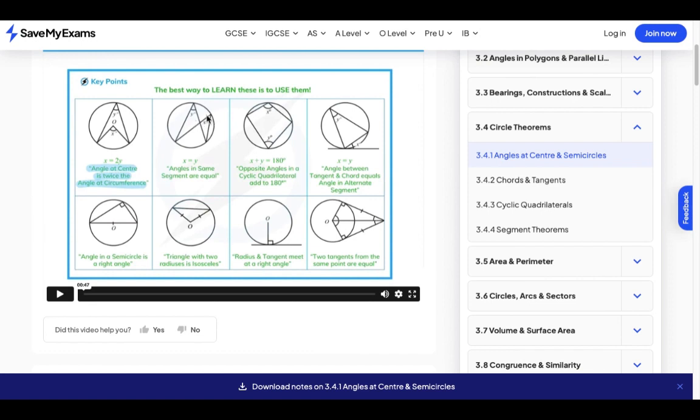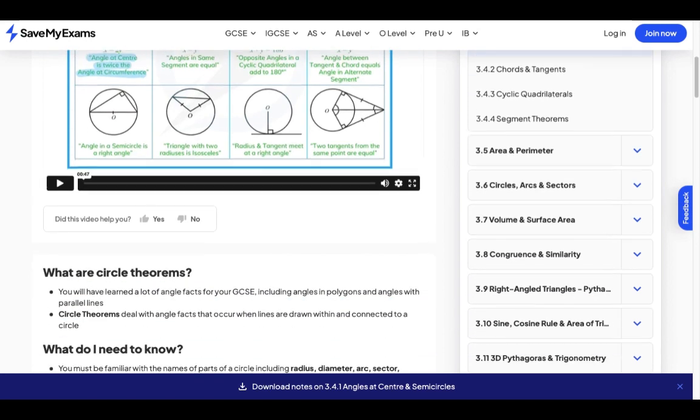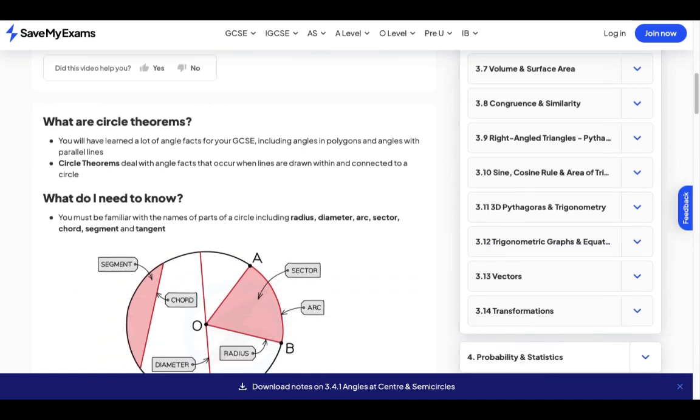Then property 3, for a cyclic quadrilateral: the opposite angles in a cyclic quadrilateral add up to 180. So we're going to look at each of these as a property. Since we've stated the property for one, now we're going to solve an example for property one.